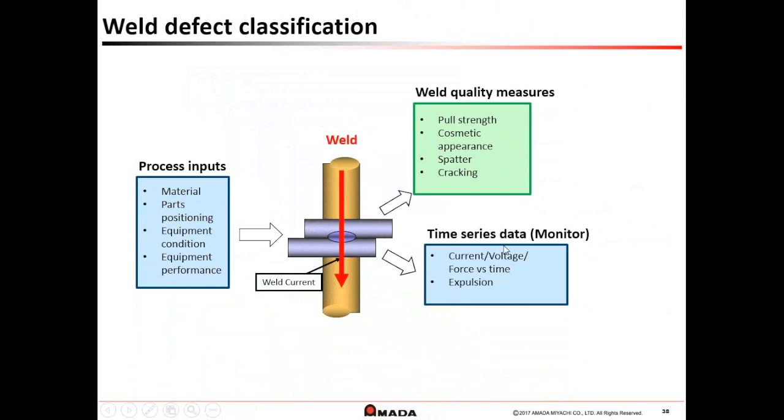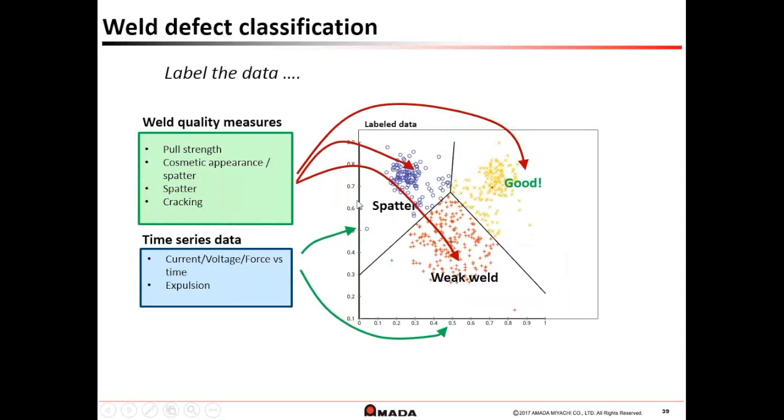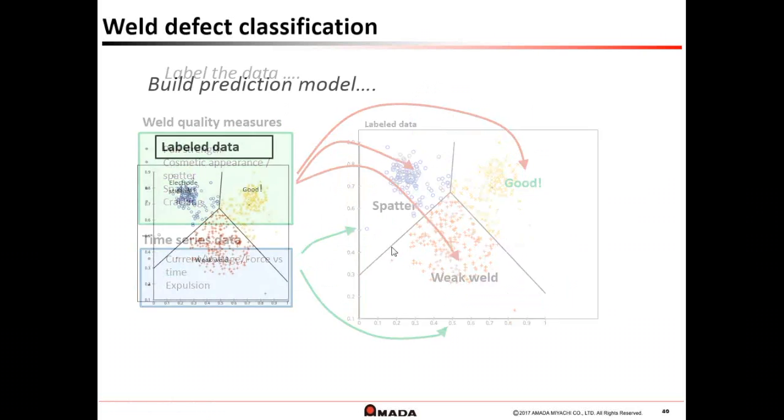And with that, we're going to tie in our time series data that we just measured: current, voltage, time. We might measure if there's any expulsion, any of those sparks flying off the part. We now label the data such that we take our weld quality measurements, match them up with our time series data, and indicate, okay, this group over here gave us spatter or some expulsion. These welds here gave us a weak weld, and these over here gave us a good weld.